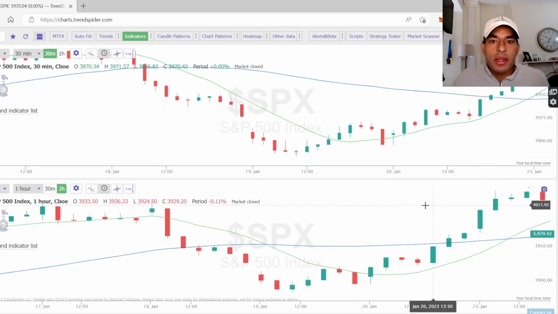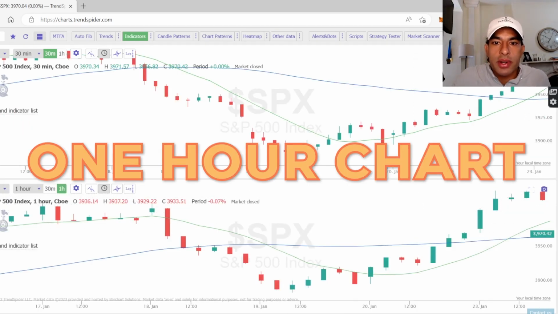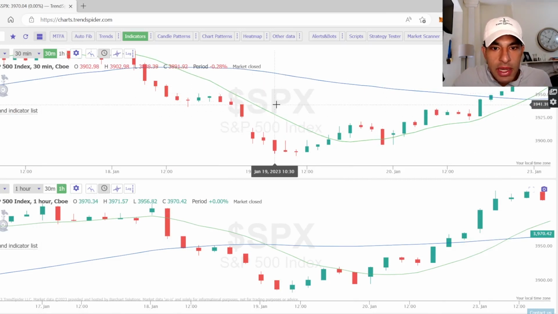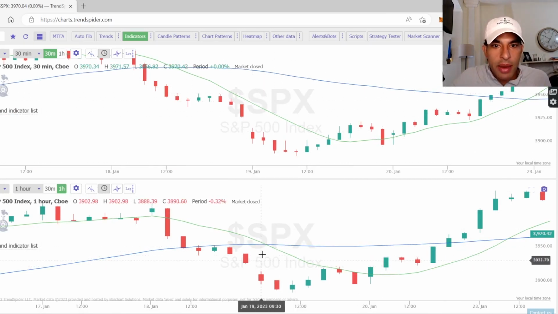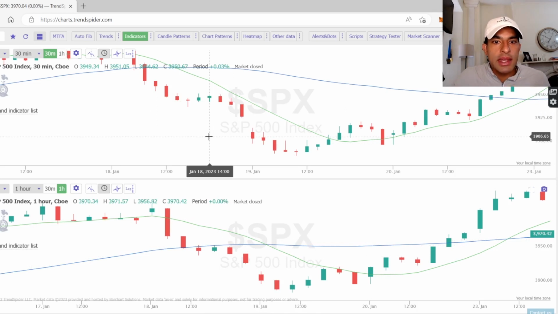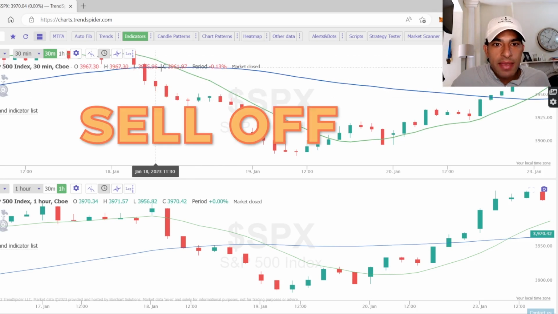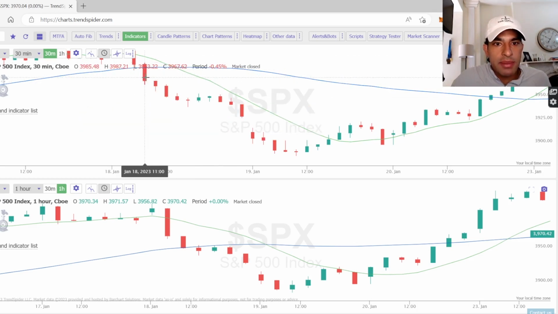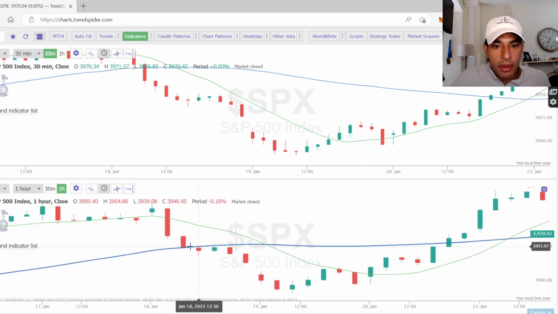Now let's talk about incorporating the 1 hour chart. So on top here, we have the 30-minute chart. On the bottom, we have the 1 hour chart. A common question I get is, why did you enter that trade if the two charts weren't necessarily telling the same story? Right here is a perfect example of how that can happen. We get the sell-off, we get the break below the 50 SMA on the 30-minute chart, followed by the sell signal, but we still hadn't breached the 1 hour 50 SMA.